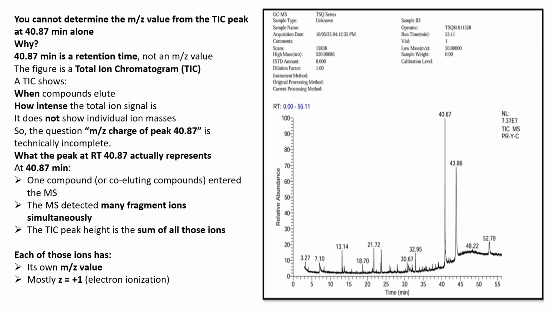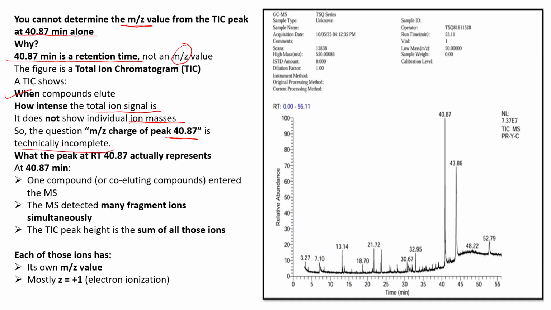Now, we cannot determine the m/z value from the TIC peak at 40.87 minutes alone. Why? Because this is the retention time, not the mass-to-charge value. The figure in a total ion chromatogram shows when compounds elute and how intense the total ion signal is. It does not show the individual mass of the ion. So the question, mass-to-charge of the peak at 40.87, is technically incomplete.